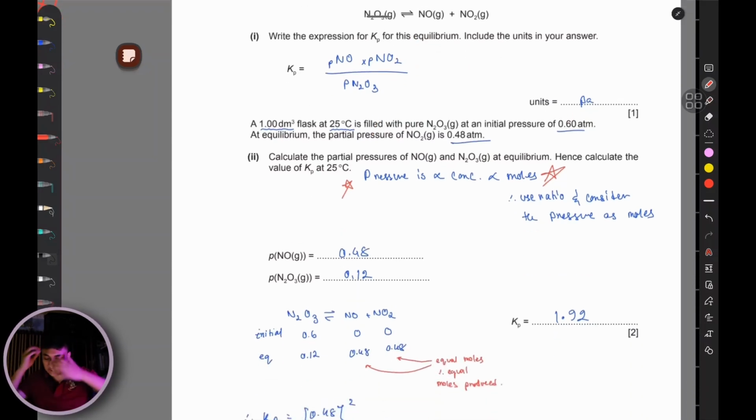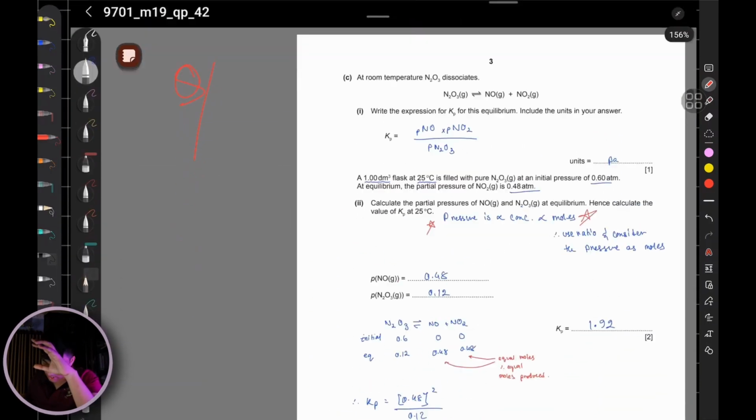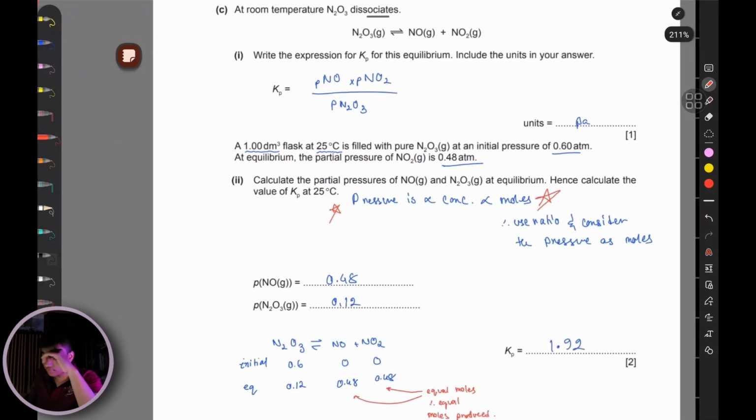Moving on, a 1 dm cube flask at 25 degrees Celsius is filled with pure N2O3 at an initial pressure of 0.6 atmospheres. At equilibrium, the partial pressure of NO2 is 0.48 atmospheres. Calculate the partial pressure of NO and N2O3 at equilibrium. Hence, calculate the value of Kp at 25 degrees Celsius.